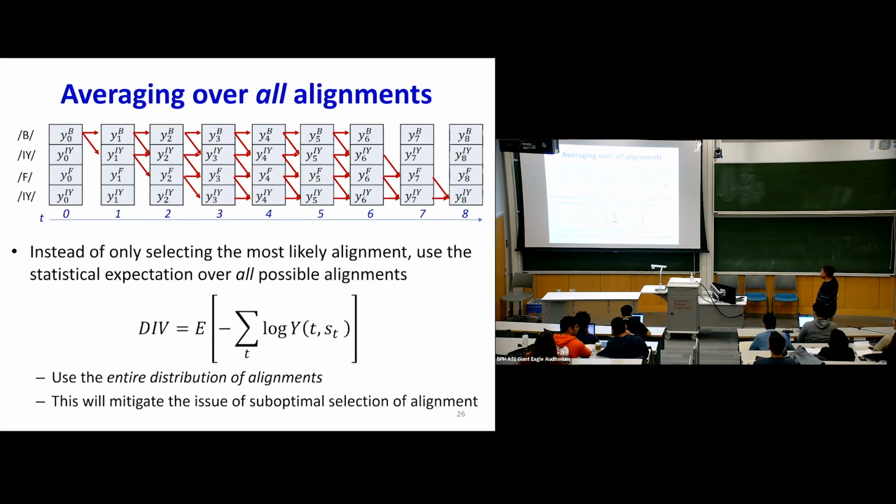So instead of only selecting the most likely alignment, I'm going to take the statistical expectation over all alignments. And what is the expectation over all alignments? For any given alignment, the loss is the sum over all time of the negative of the log probability assigned to the aligned symbol, right? So I'm going to be taking the expectation over this term, which is minus the sum over t of log y_st, which is the aligned symbol sequence.